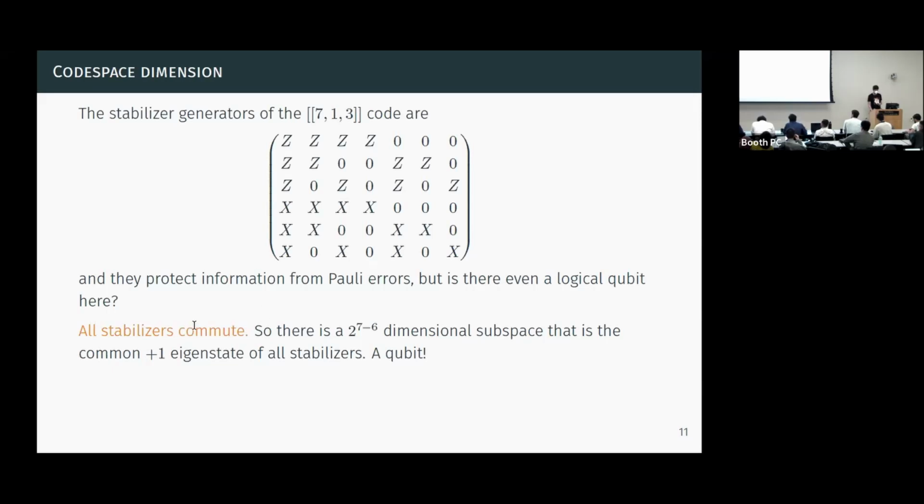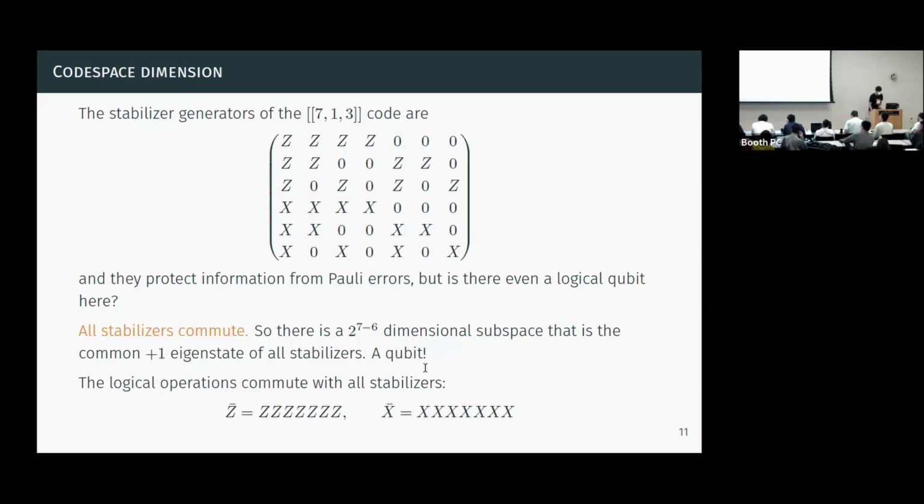Why? Because all the stabilizers commute. That's a requirement for the stabilizers. So indeed, there's a 2 to the 7 minus 6 dimensional subspace that is the common +1 eigenstate of all the stabilizers. You can simultaneously diagonalize all of them. Since 2 to the 1 is 2-dimensional, we have a qubit. So that's where the 1 comes from in 7-1-3.